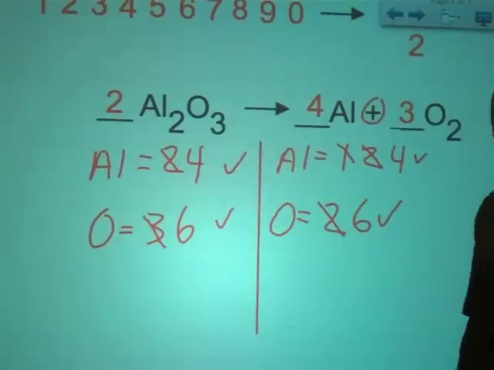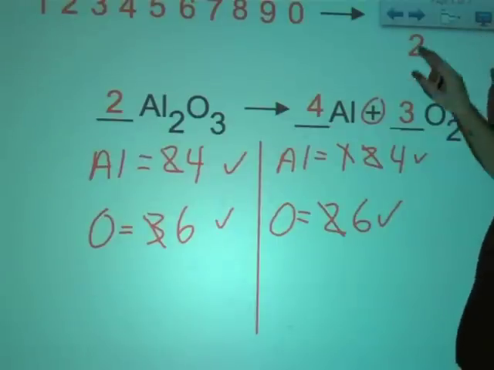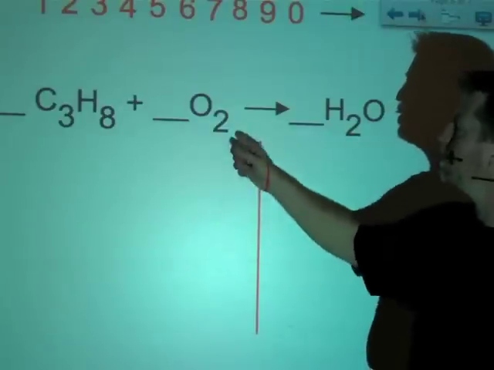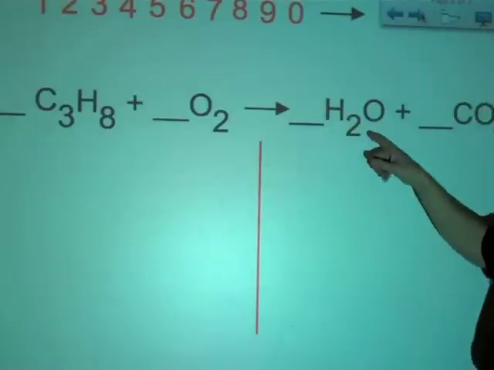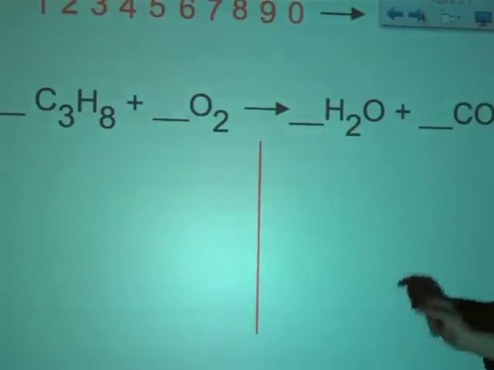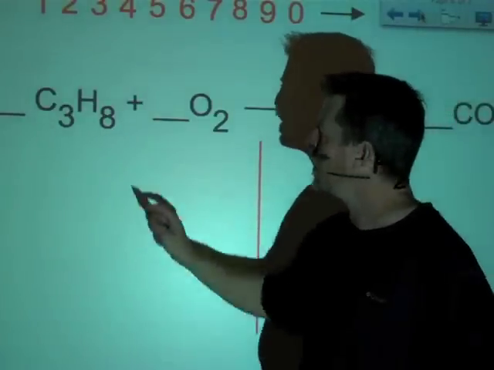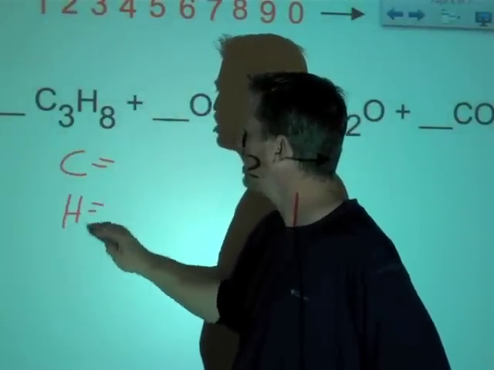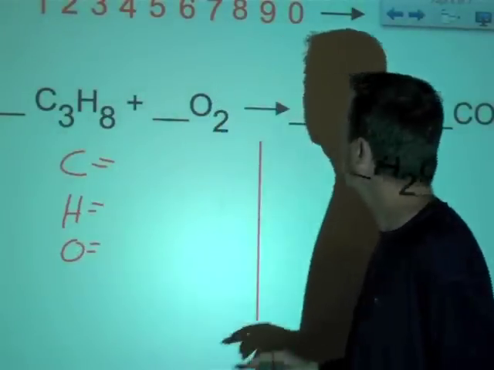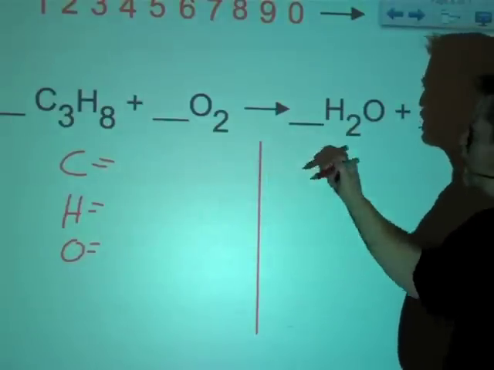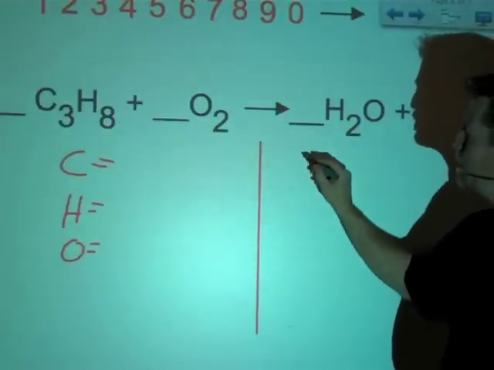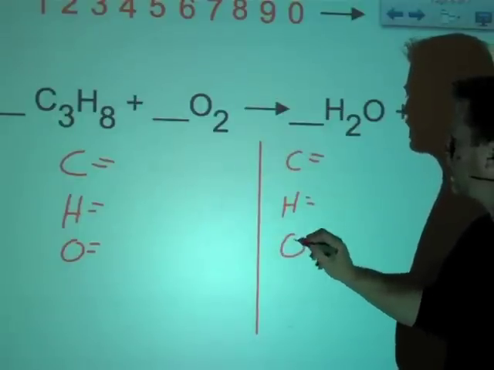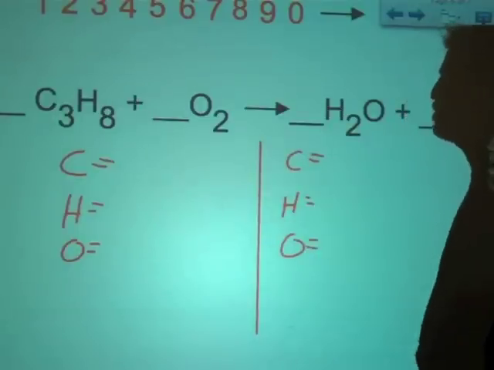Okay? That was a more complicated one. Okay, let's look at our next one. Okay, we have C3H8 plus O2 yields H2O, which is water, and then we have carbon dioxide. So let's count up our, or let's see what atoms we have. We have C's, we have H's, and we have O's. Okay? So over here we're going to do the same thing. Even though these are not in the same order, I still want to keep them in order. So C's, H's, and O's. And I do that so that I'm organized when I'm going back and forth.